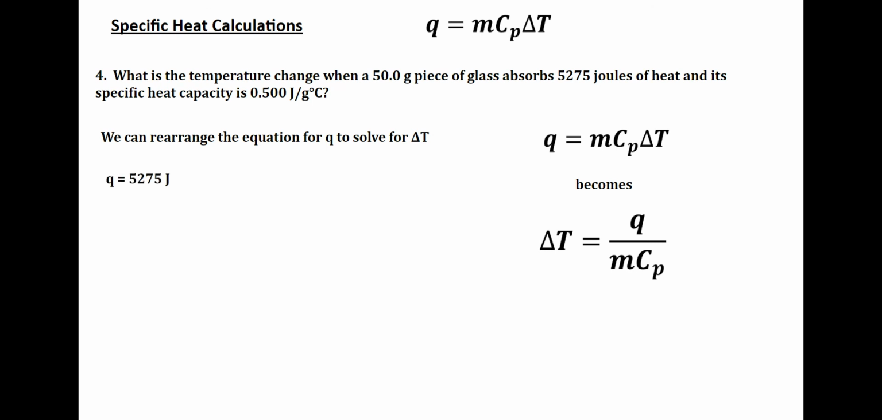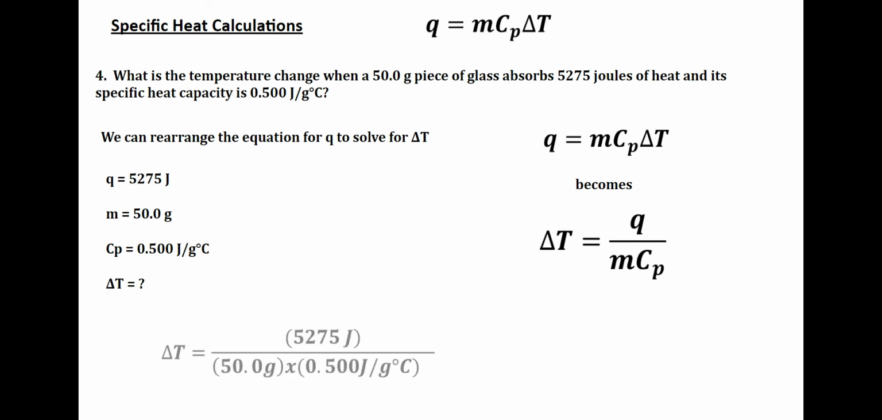Q is given in the problem as 5,275 joules, m, 50 grams, C sub P is 0.5 joules per gram per degree Celsius. When we plug this into our equation, we get a change in temperature of, keeping track of our units, of course, 211 degrees Celsius. That's how much the piece of glass warmed up. So we've solved for Q, we've solved for Cp, and we've solved for delta T.